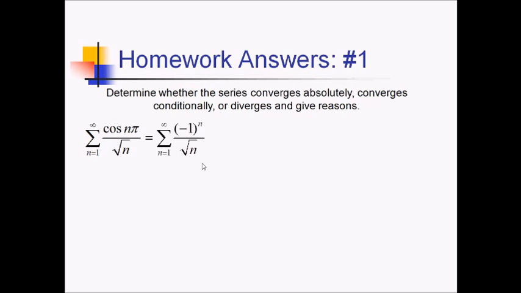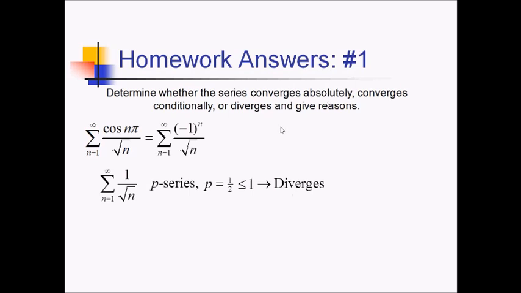Now, to figure out the absolute versus conditional convergence, we first take a look at this thing without the alternating. So this would just be, in that case, 1 over radical n. So this is a p-series. The p-value on this one, if you rewrite this with an exponent, is going to be 1/2. And since 1/2 is less than or equal to 1, this diverges by the p-series test. So it does not converge absolutely.